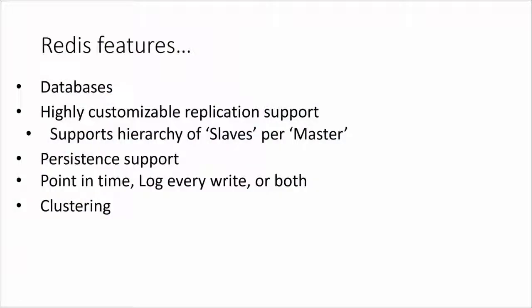There is persistence support, which is treated in 2 ways. You can persist every write, which makes it very close to being a persistent store, or you can persist a point in time, which is more of a snapshot model, and you can use it for disaster recovery. So let's say you take a snapshot every 30 minutes, and if the cache machine goes down and comes back up, you can reload that data because you already have a snapshot.